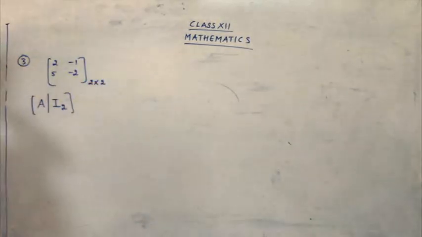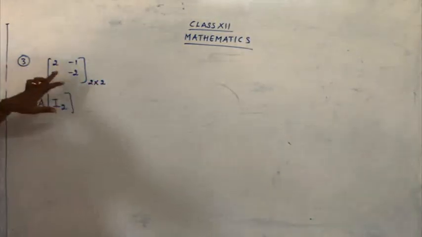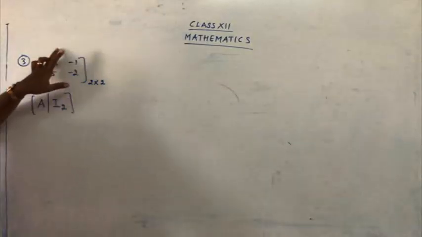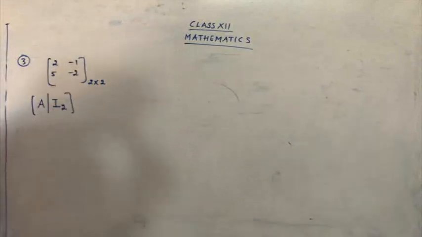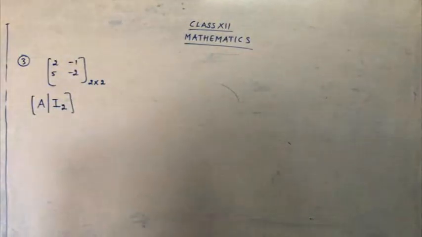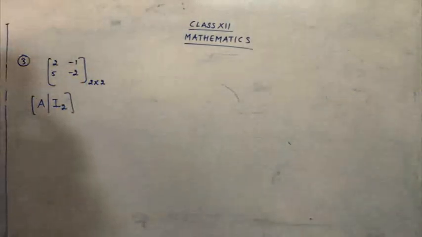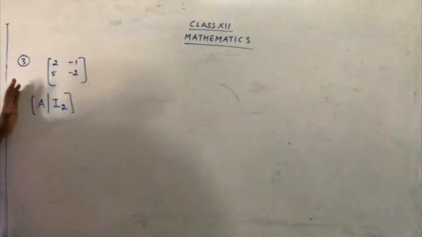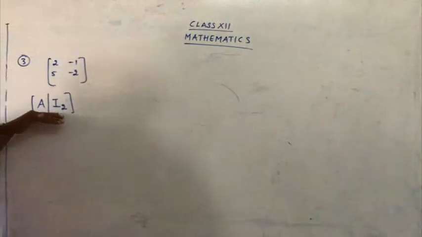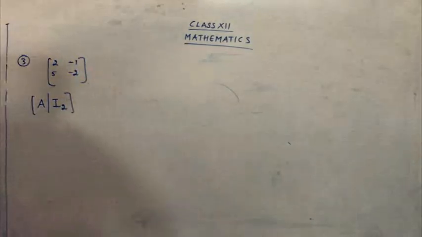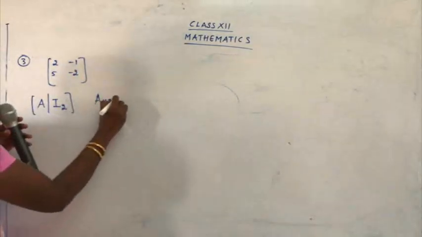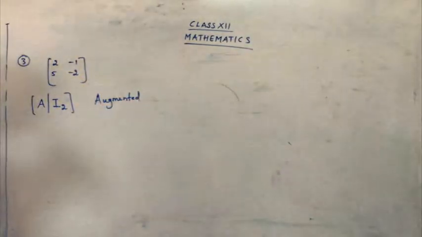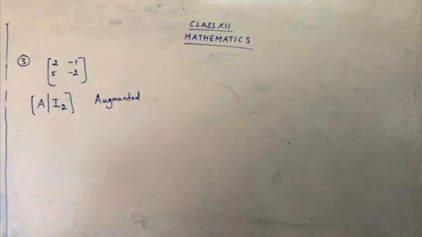So how to find the order, children? We find the order by finding the number of rows and the number of columns. It's 2 rows and 2 columns. So A by I2. If you have 3 rows and 3 columns, you have to write I3. It goes like this, okay? When you express two matrices together in this particular form, you call this an augmented matrix. Augmented: A-U-G-M-E-N-T-E-D. Augmented matrix. Okay, children?